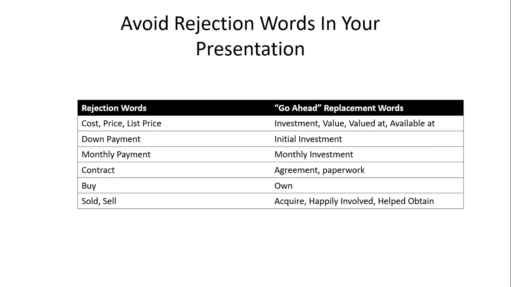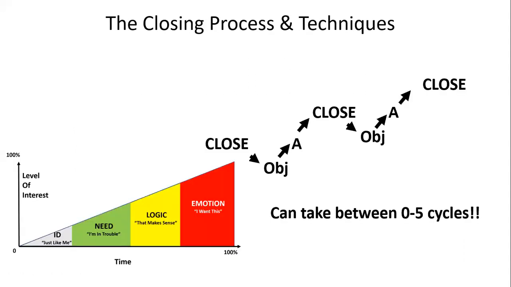Now, last week we started to speak about closing techniques, and we explained the whole process, but we said, as you present, just be aware of what we call rejection words, that you don't have words in your talk that can bring people's shutters up. And these would be words like cost, price, list price, down payment, monthly payment, contract, buy, sold, sell. And we gave you some good alternative words. So go and revisit our talk last week.